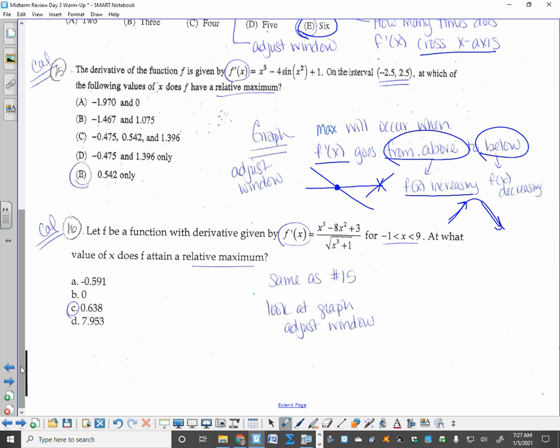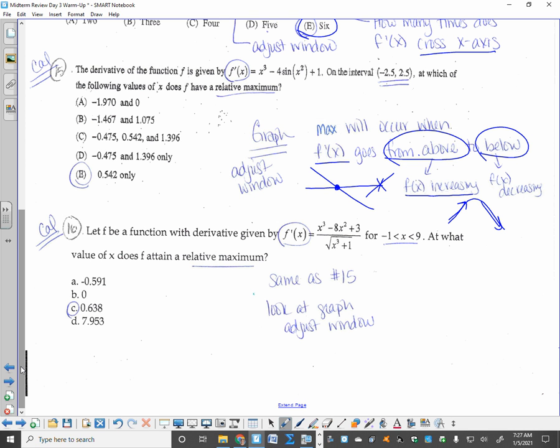Number 16, let f be the function with the derivative given by that. Okay, so that's a derivative with a relative max. This is the same as number 15, and this wants a max. So again, we're going from above to below.